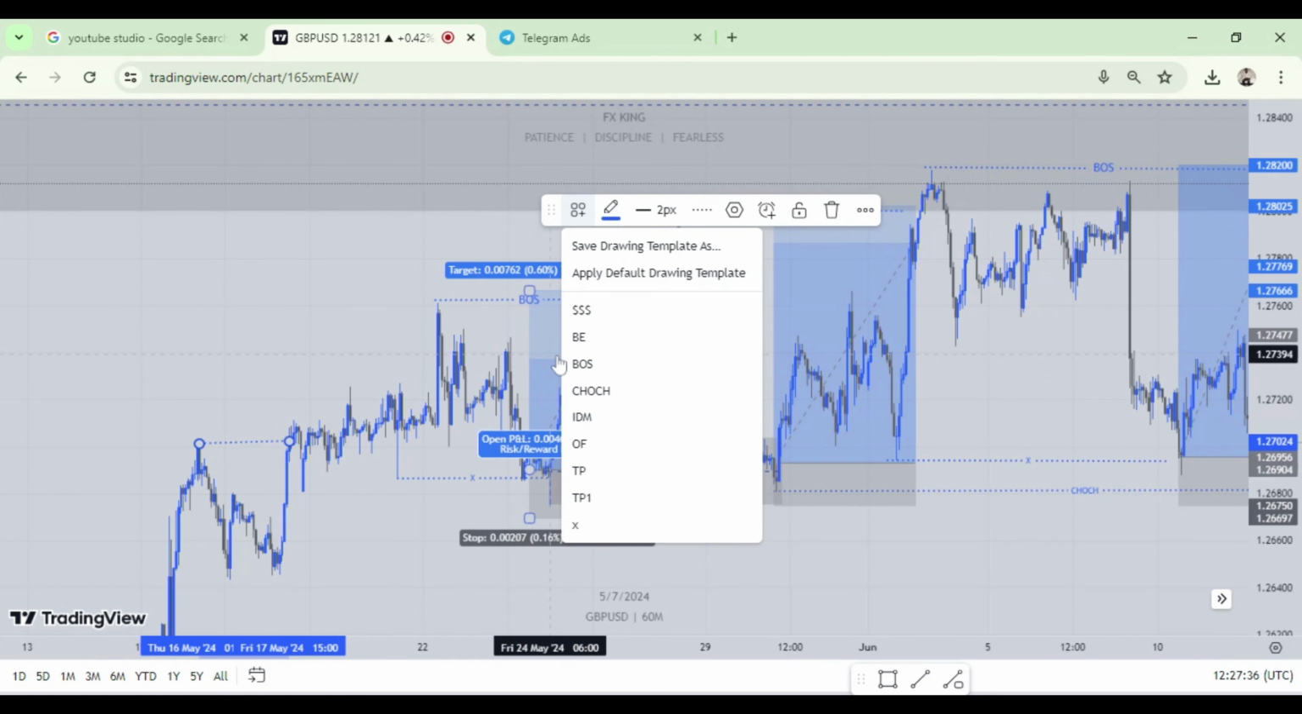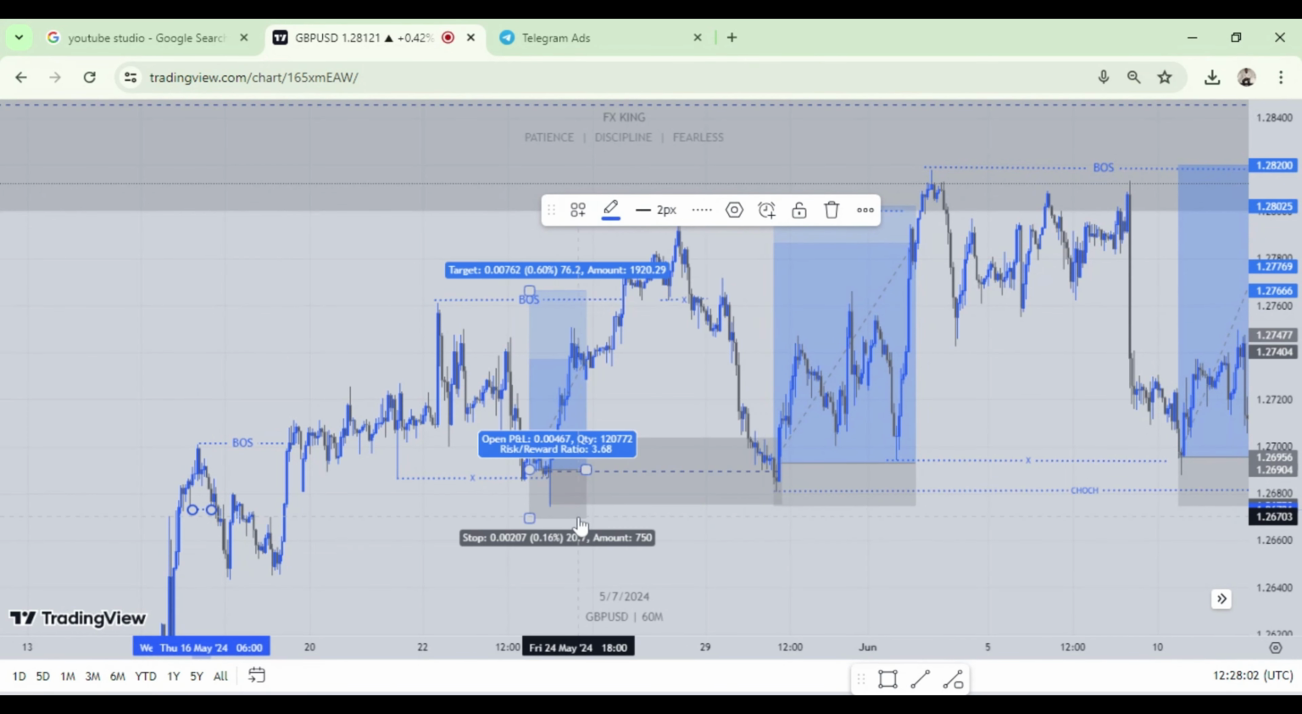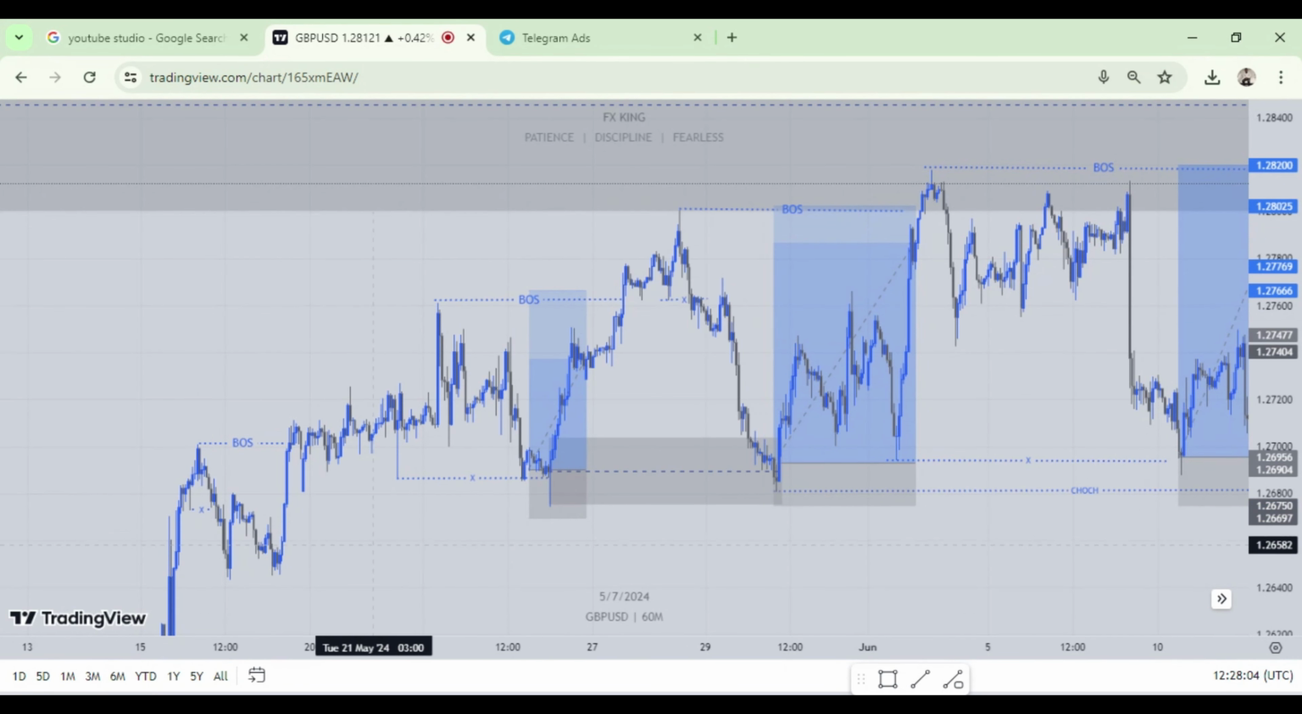Now, why do we mark this as a break of structure? Let's just use the example I've shown you above, right? You see that this is our valid pullback here. This candle, you see that it took out the low of the previous candle and it continued above. So this is our last pullback here. So after that pullback, what do we do? After that pullback, we identify our valid break of structure, which in this case is this one.